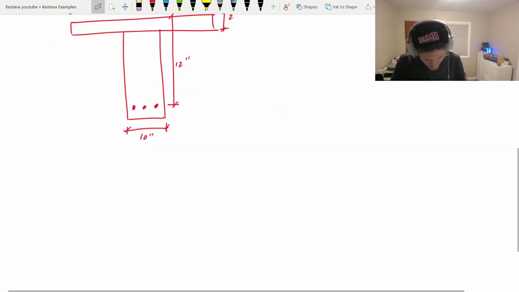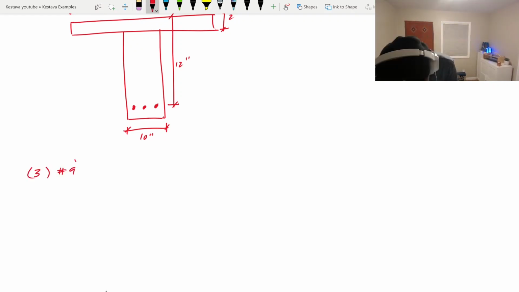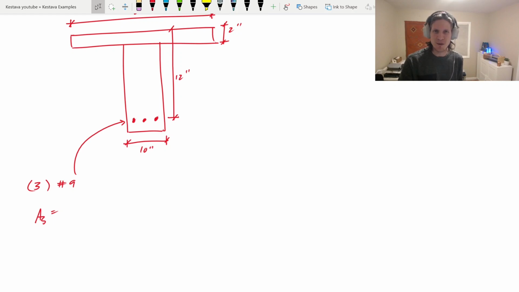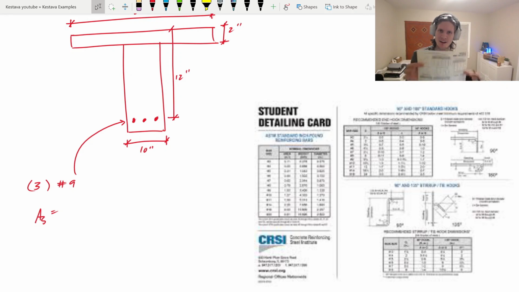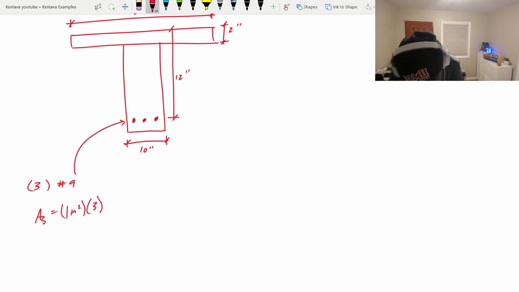Next, we know what our steel is in this thing. We know that it's 3 number 9s. Area steel for your size bar, that's in your ACI manual in the back, as well as your student detailing card from college. You can get this online and just print it out. This has all of your bar sizes as well. So a number 9 bar, area steel is 1 square inch per bar. We have 3 bars, so that's 3 square inches of steel that we have.